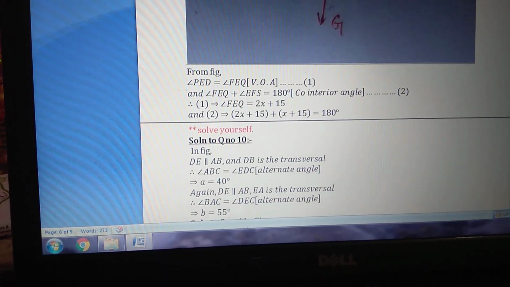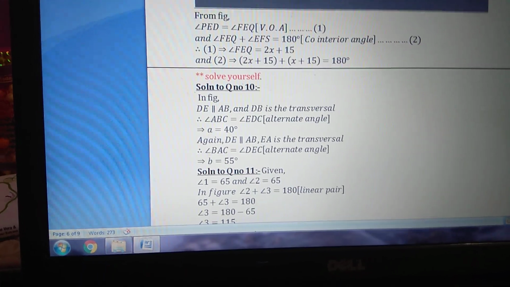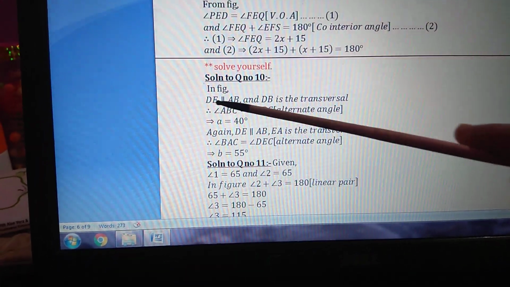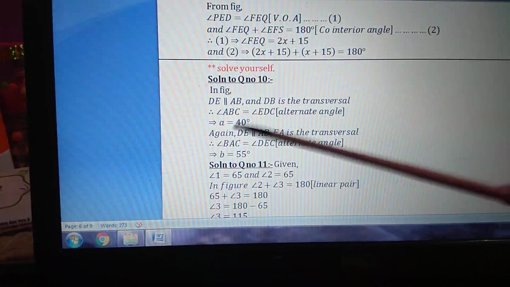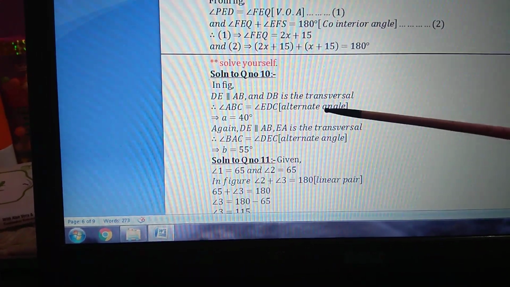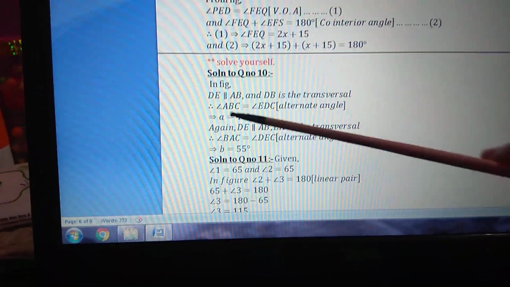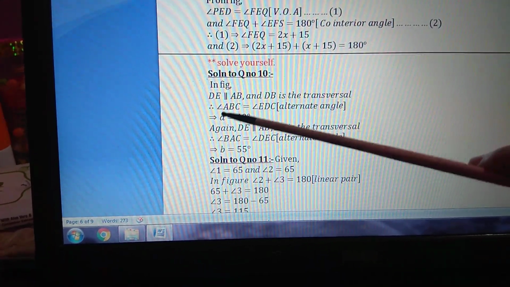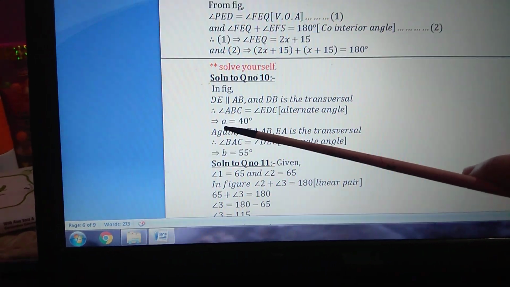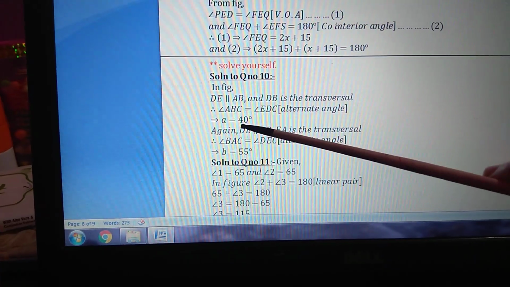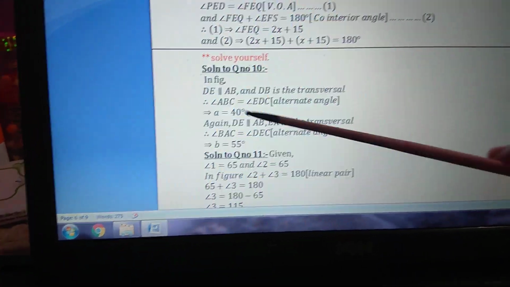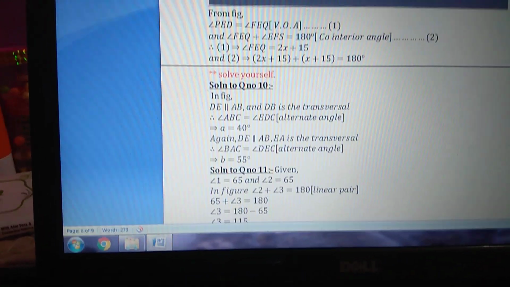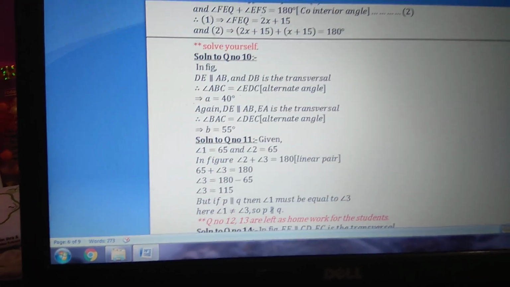In question number 10, if you look at the figure, you will see DE is parallel to AB and BD is the transversal. So these two angles are alternate angles. Okay. This angle ABC is represented by A in the figure and EDC is represented by 40. So A's value is 40. Similarly, we have got the value of B. Okay. Now question number 11.